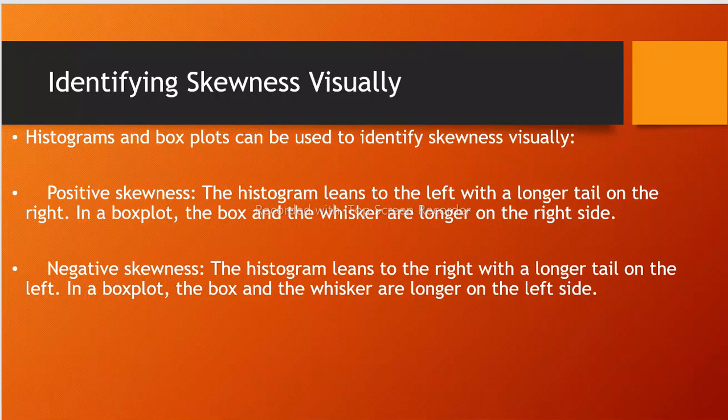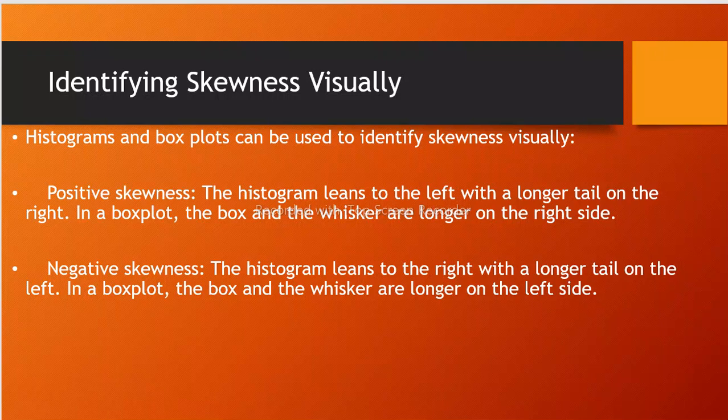Visualizing your data is a great way to identify skewness. Histograms show the frequency of data points within specific ranges. In a positively skewed distribution, the histogram will have a concentration of bars on the left side, with a longer tail stretching towards the right side. Similarly, a box plot will have a box shifted to the left with a longer whisker extending to the right.